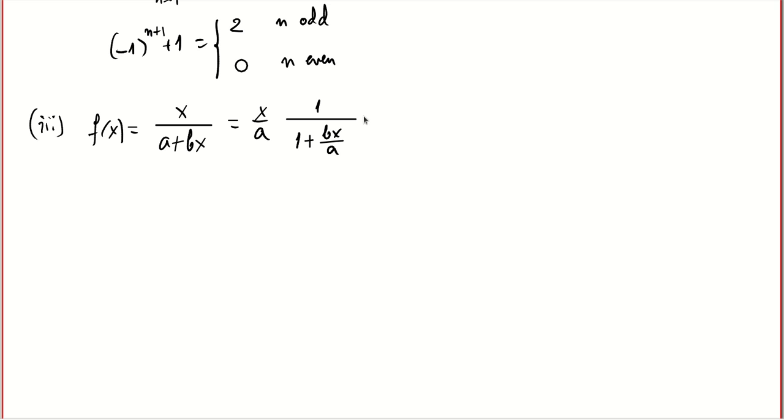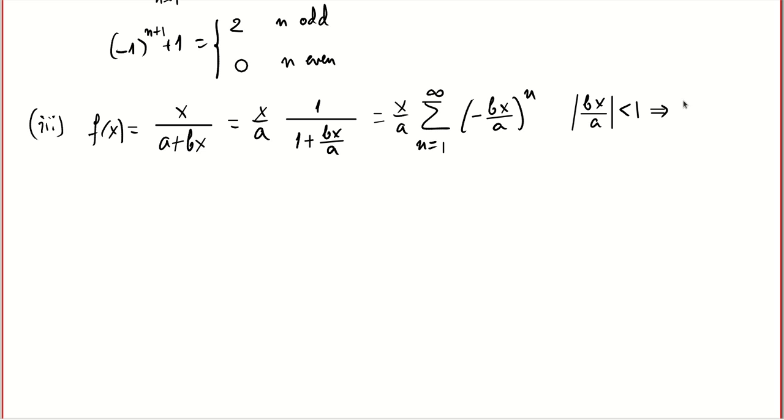And this is the geometric series from 1 to infinity, where the argument is minus bx divided by a to the n. Okay, where does this converge? Where the absolute value of bx over a is smaller than 1, which means the absolute value of x is smaller than a over b in absolute value. So this is the radius of convergence of this series here.